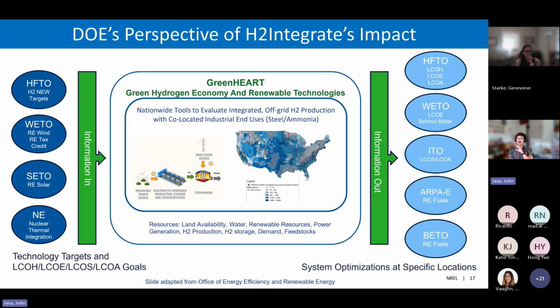Let's talk about this. DOE, the Department of Energy, sees H2I as useful across many different offices. On the left-hand side, we have information coming in. So HFTO, the Wind Energy Technology Office, WEDO, solar, nuclear, and many other offices are giving information about the technologies that they're developing, the efficiencies there, any policies or tax credits, and upcoming targets for 2030, 2035, things like that. We're able to take in that information, input it into H2I, understand what it means for the modeling, run these different simulations under different scenarios, and get really valuable information out.